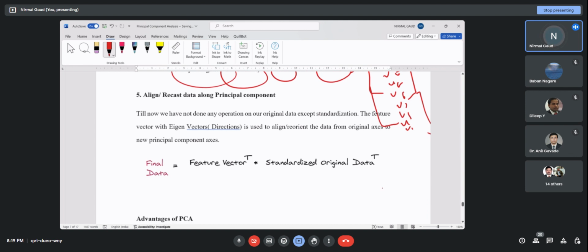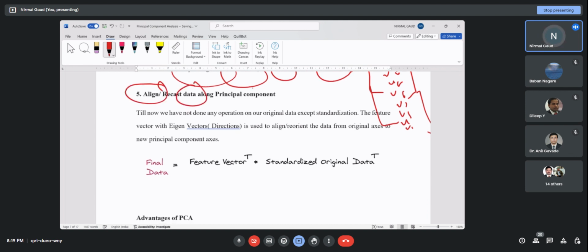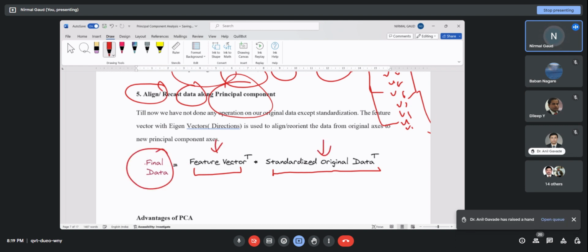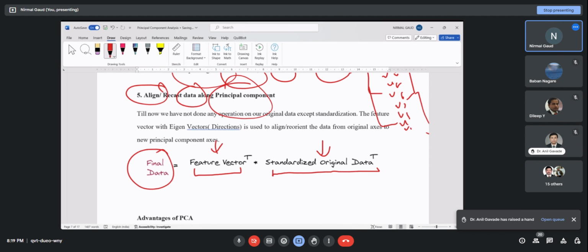Okay, then we can align it along the principal component. This is the formula. Feature vector ka transpose multiplied by standard original data. दिस इज योर ओरिजिनल डेटा का ट्रांसपोज करें, फीचर वेक्टर का ट्रांसपोज करें, मल्टीप्लाई करें. दिस इज योर फाइनल डेटा.